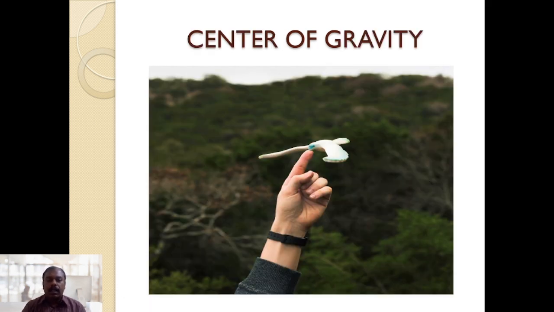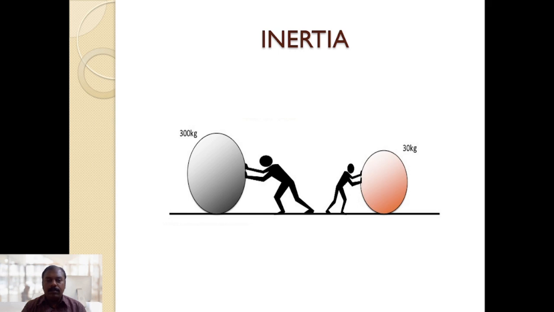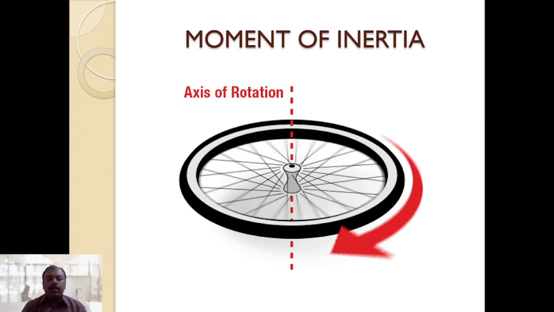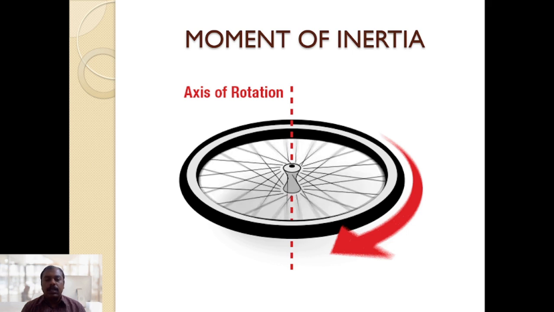And this is the center of gravity, where the lumped mass is considered to be acting at one point. The centroid is considered for plane sections. It is for area, not for volume. If volume is considered, then it is called the center of gravity. If only a plane is considered, then it is called a centroid. Inertia, and this is moment of inertia. If it is acting about an axis of rotation, then it is called moment of inertia.